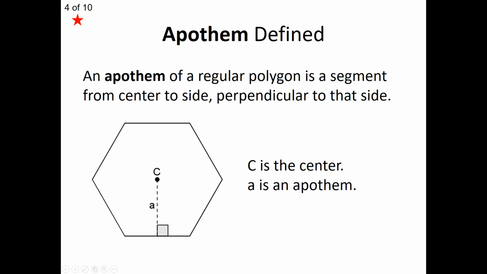There's another segment we need to introduce, a new segment we haven't seen before. This is called an apothem. So if we can produce a segment from the center to a vertex, which is the circumradius, we can also form a segment from the center that is perpendicular to any side of our regular polygon. We call these perpendicular segments apothems. So in the diagram below, we still have that center point C. Again, we use our hexagon as our main template.